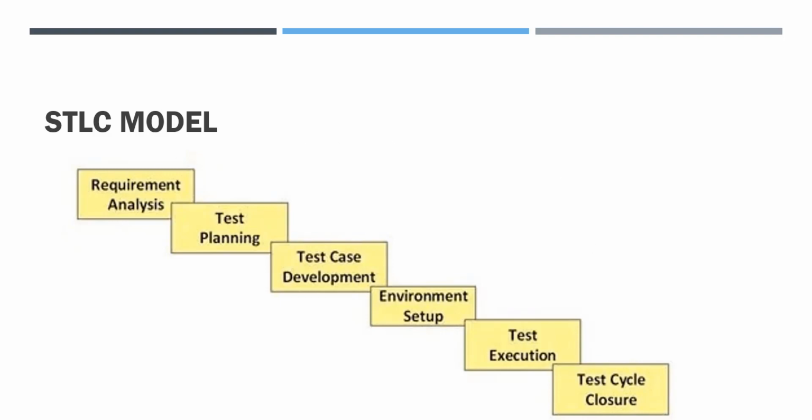Now we'll discuss the difference between SDLC and STLC. The software development lifecycle defines all the standard phases involved during the software development process, whereas the software testing lifecycle is only meant for the various activities performed during the testing process to develop a quality software or product. SDLC is a development lifecycle, whereas STLC is a testing lifecycle. We are only covering the testing phase of a particular software in this software testing lifecycle model.